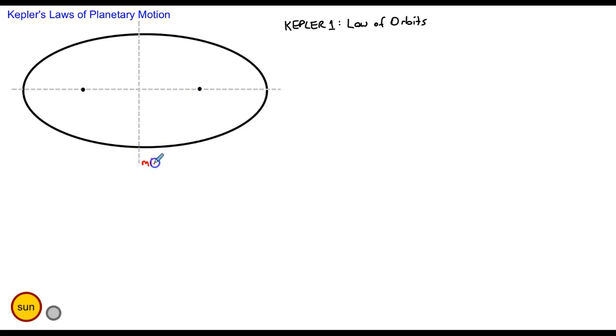We're going to have a minor axis, that's the shorter axis. We're going to have a major axis, which is the long one. And we're going to have two focal points. I could call that point F1 and this point F2.